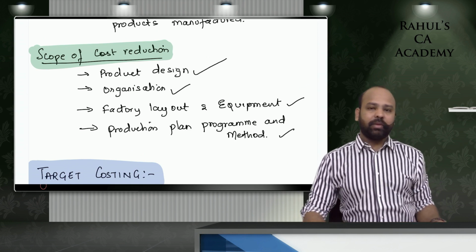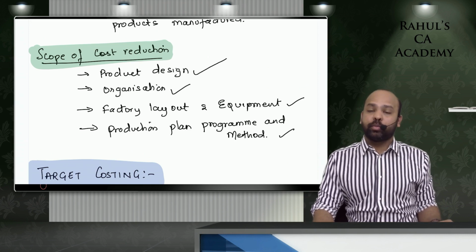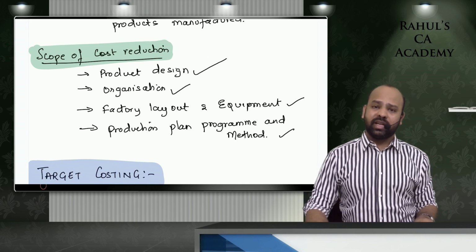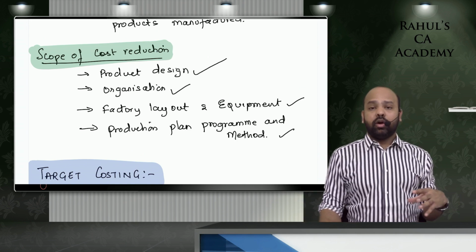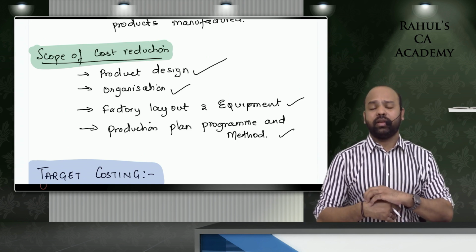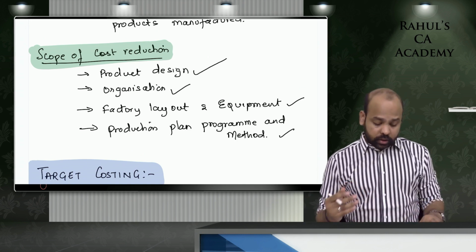Production plan, program and method as such guys, how well are you planning your production? Are there any last minute changes to your production as such guys? Are the operations flexible enough? All of that guys will also determine your cost per unit. So yes, there's a lot of scope guys for cost reduction at multiple places.